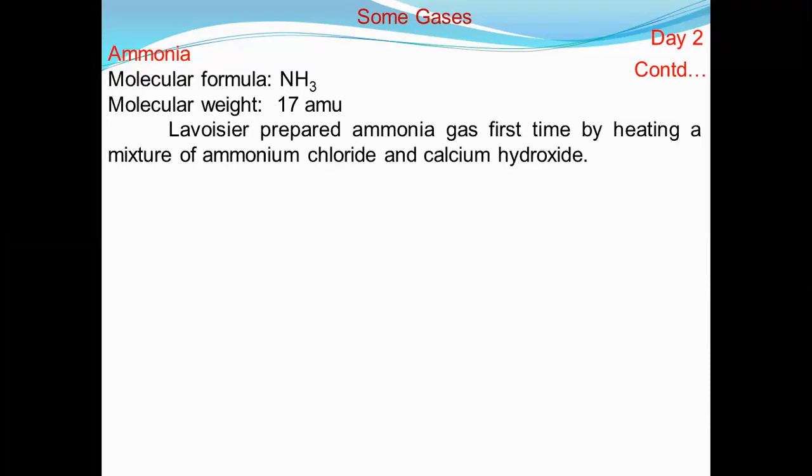First of all, this ammonia gas was prepared by Lavoisier by heating the mixture of ammonium chloride and calcium hydroxide. For this reaction we will learn later.